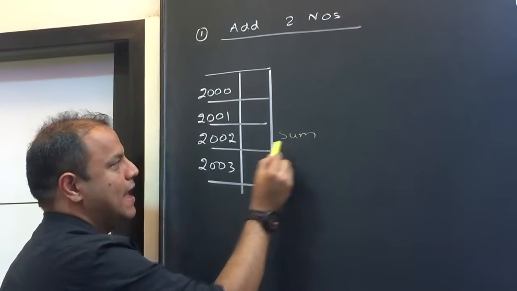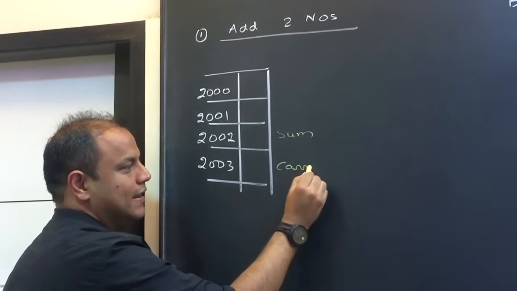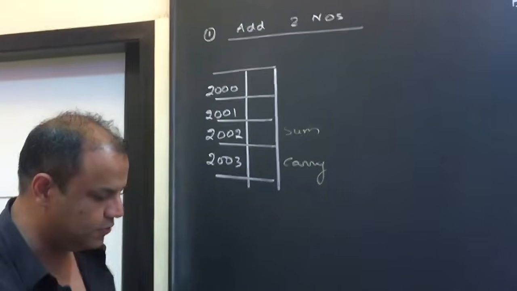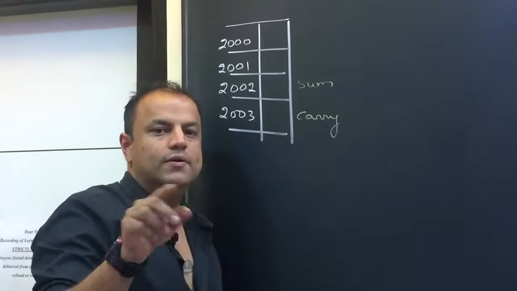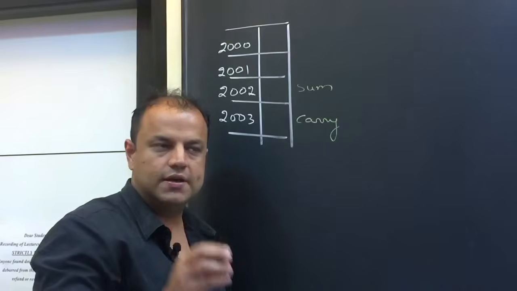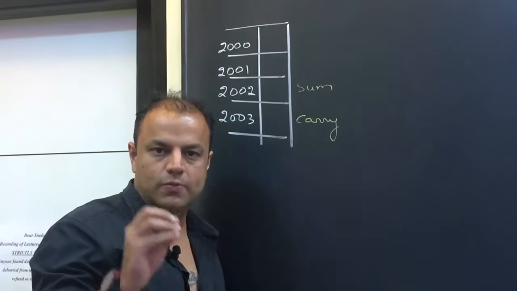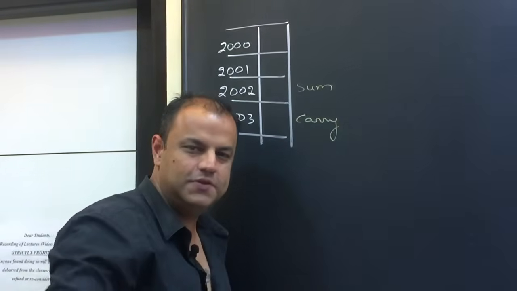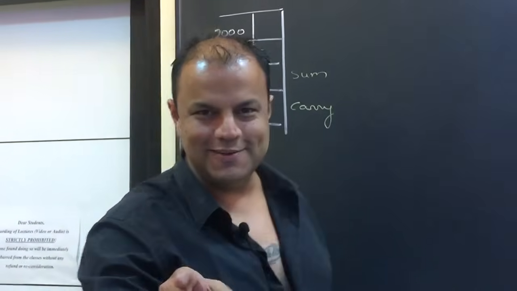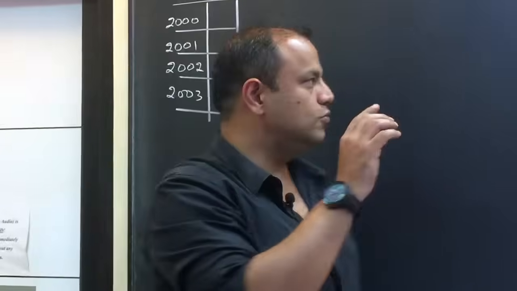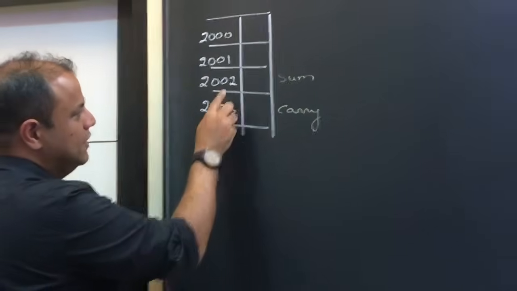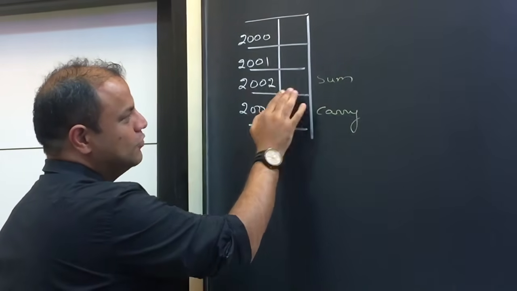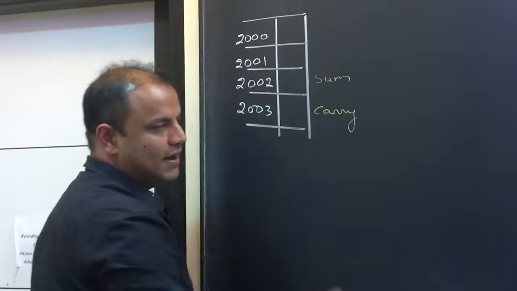So we'll be storing the sum at 2002 and the carry at 2003. Now here is another thing to understand. If they don't tell you where to store the sum and carry, please store it correctly. There is a rule followed always: lower byte, lower address; higher byte, higher address. Say this again please. Lower byte, lower address, higher byte, higher address. Now 2002 and 2003, this is the lower address, this is the higher address. So here the lower byte should come, here the higher byte should come.